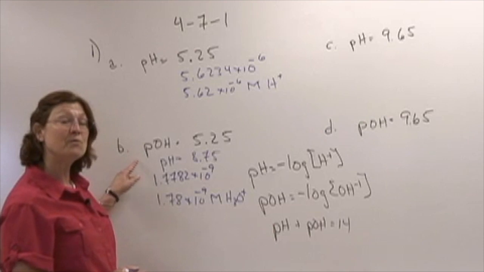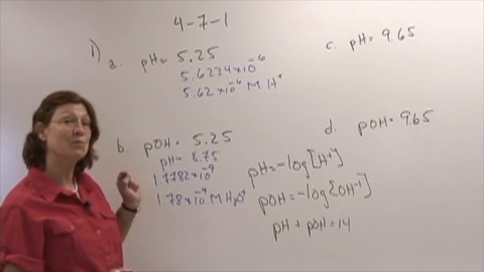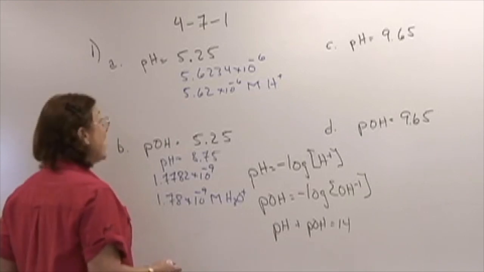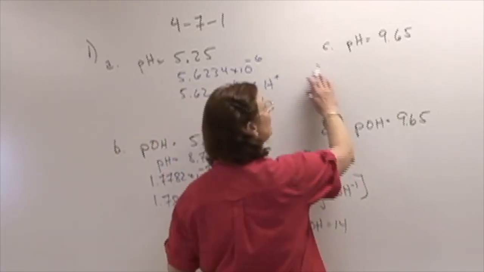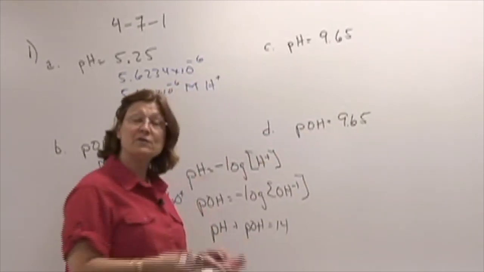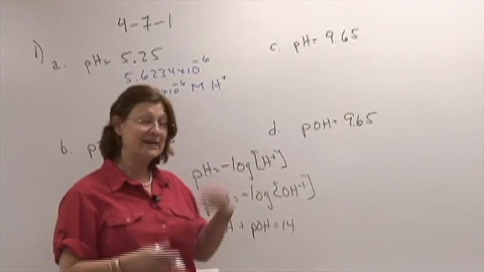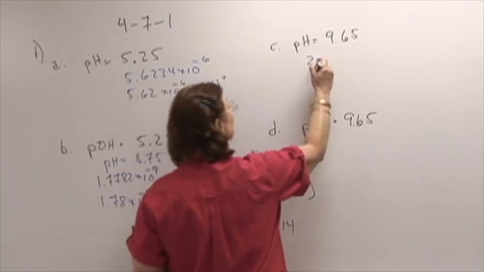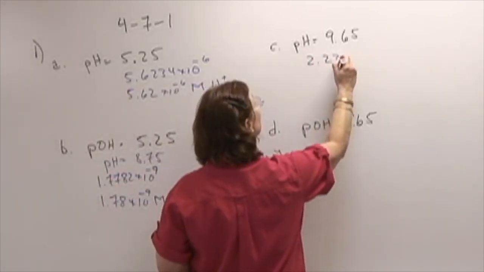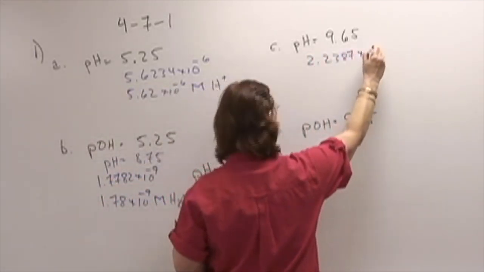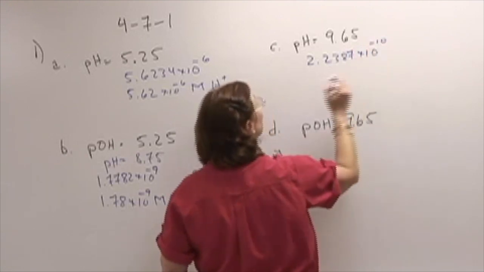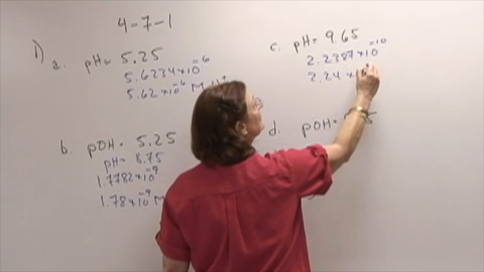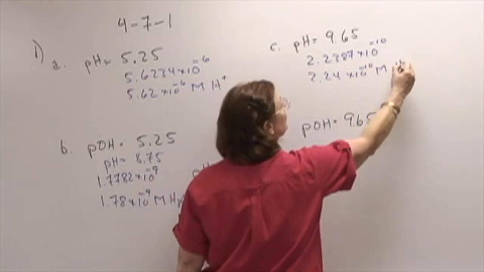That's a very important point. It's very important to look at what I'm given so I can find the right answer. And then the next one, we have a straightforward pH. So I make sure that this number is negative, and then I take the inverse log to get to the 10 to the x, and I come out with 2.2387 times 10 to the negative 10th. And therefore my answer is 2.24 times 10 to the minus 10th molar hydrogen ions.